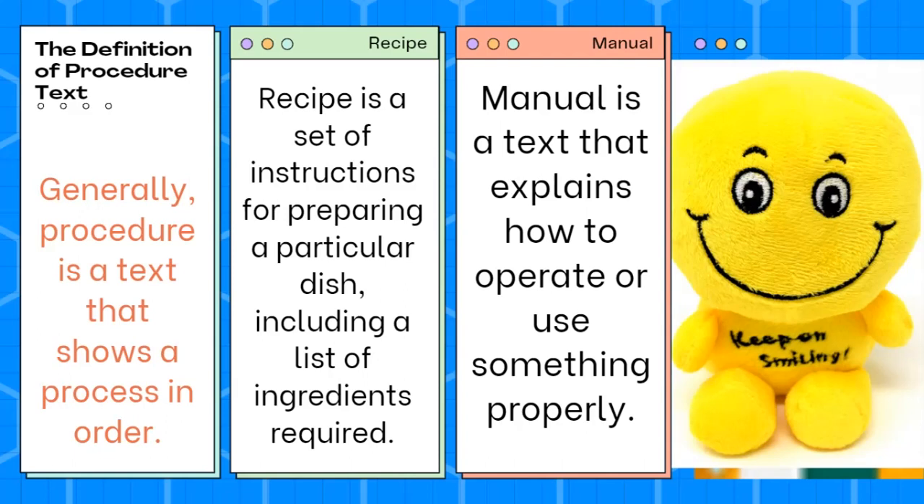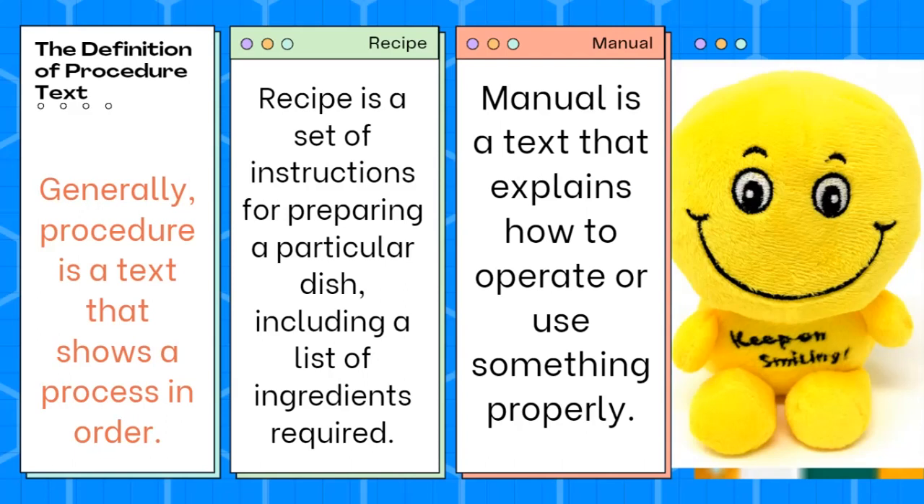A recipe is a set of instructions for preparing a particular dish, including a list of ingredients required. Salah satu bagian dari teks prosedur adalah resipi, sebuah teks yang berisikan seperangkat instruksi atau aturan untuk membuat makanan, termasuk bahan-bahan yang diperlukan.